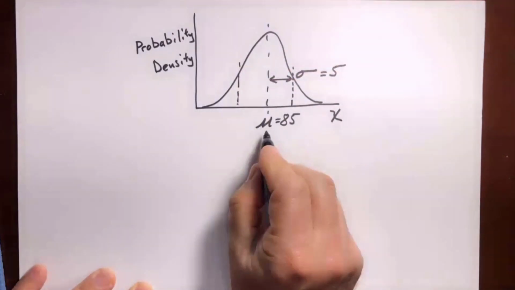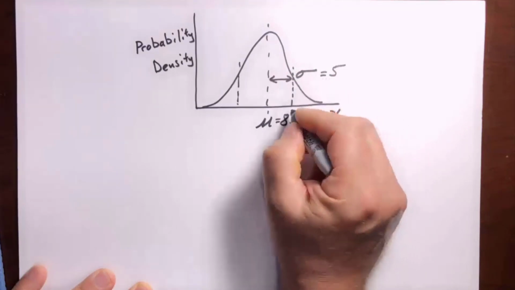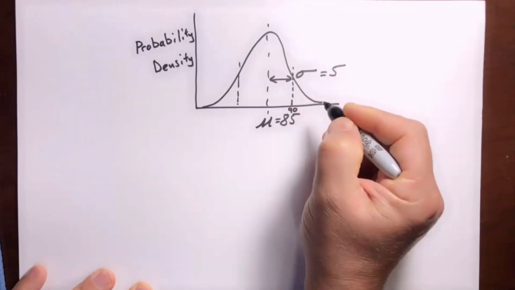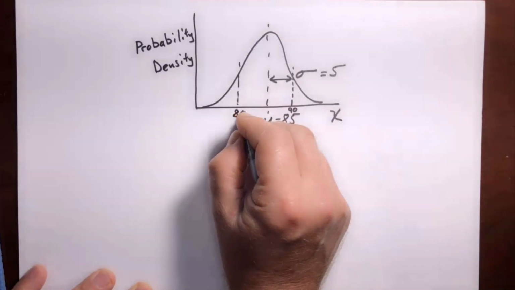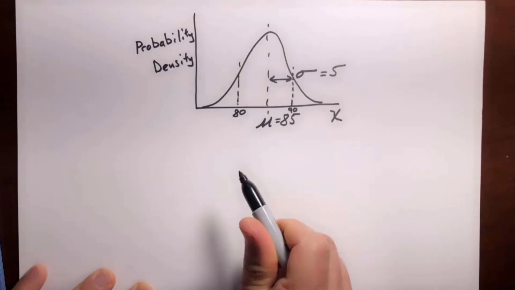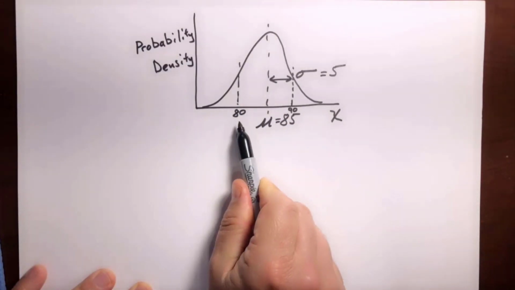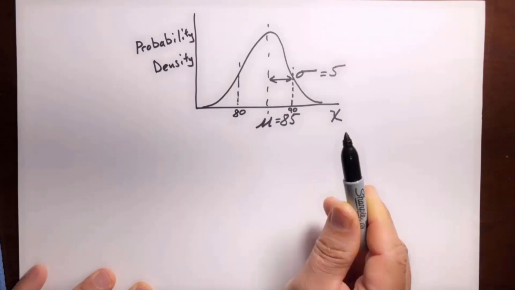Because the mean plus 1 standard deviation would be a 90, and the mean minus 1 standard deviation would be an 80. Therefore, 68% of the time, if I were able to do this many, many times, I would end up somewhere between an 80 and a 90.